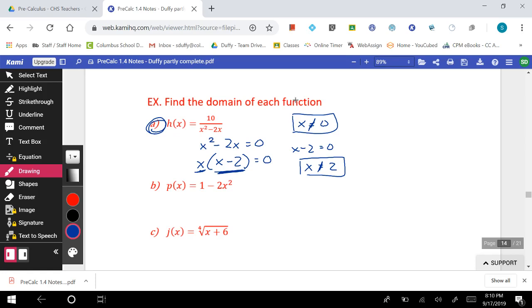I'm pausing for a second just because I want to make sure this is right.